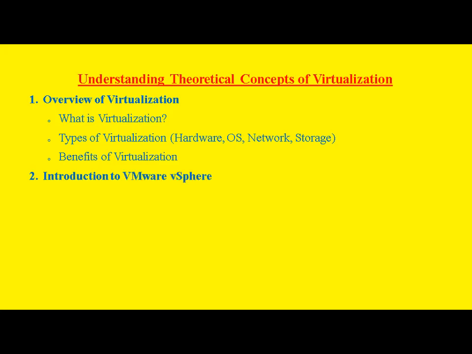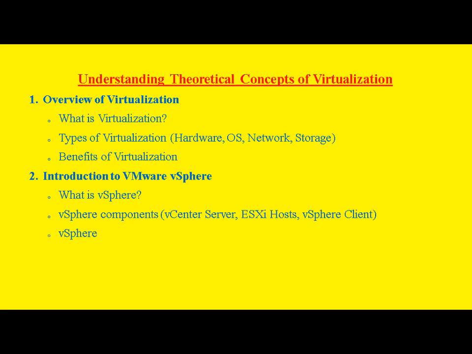Then introduction to the VMware vSphere suite. So what is VMware vSphere? Then vSphere components, that is your vCenter Server, ESXi host, vSphere clients and all. So everything is included in vSphere components. Then vSphere editions overview. So there are three editions available: Standard, Enterprise, and Enterprise Plus. So what are the differences between those editions?